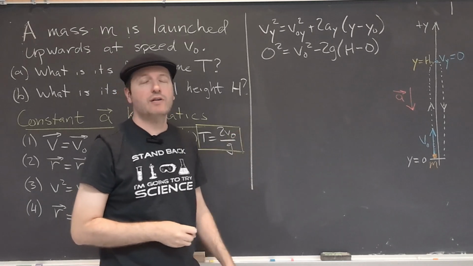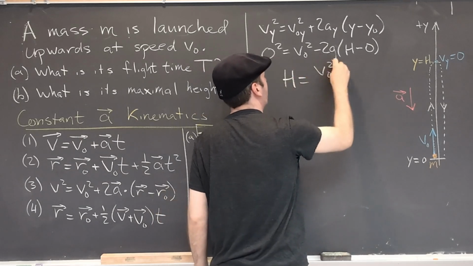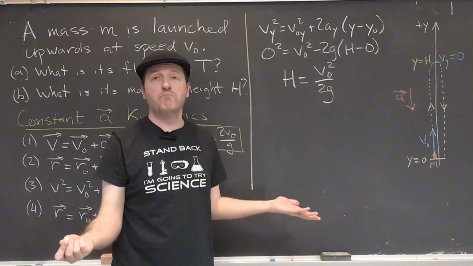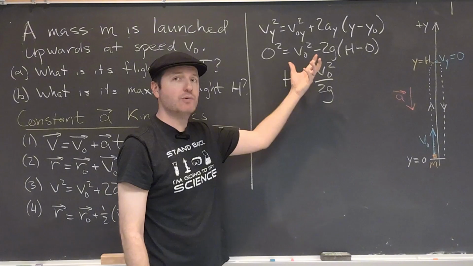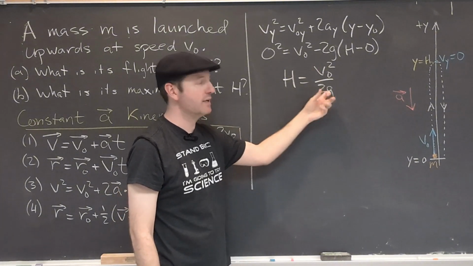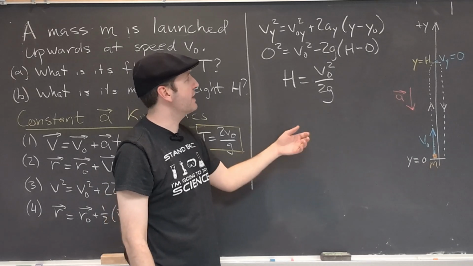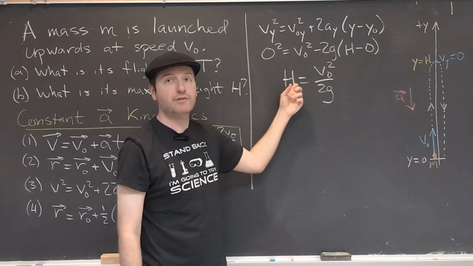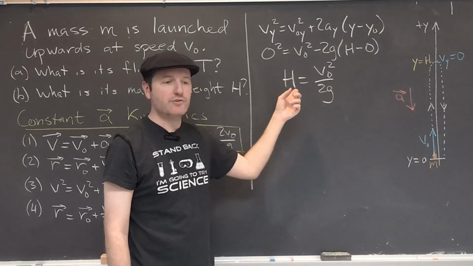This gives me a simple equation to solve for capital H. All right, pretty easy. It makes sense. The units check out. Length over time quantity squared divided by length over time squared gives just one length, so that checks. It also makes sense conceptually. The faster you shoot it, the higher it goes, quadratically, interestingly. And the stronger gravity is, the lower the height will reach.